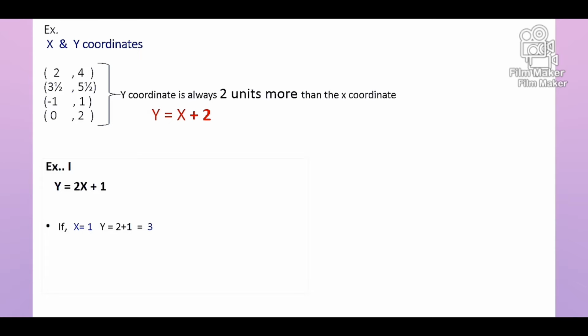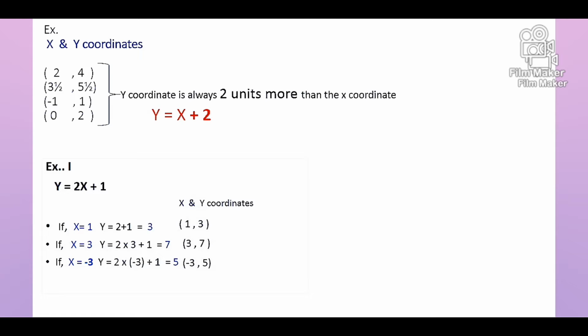Moving to another example. We were given an equation again, y equals 2x plus 1. We are taking some values for x and we're going to look for the value of y. Okay, when x is 1, the value for y is 3. If x is 3, the value for y is 7. We'll take a negative value as well now. When x is minus 3, the y value has to be minus 5. Okay, we'll take these points: when x is 1, y is 3; when x is 3, y is 7; when x is minus 3, y is minus 5. So the x and y coordinates here are (1, 3), (3, 7), (-3, -5).